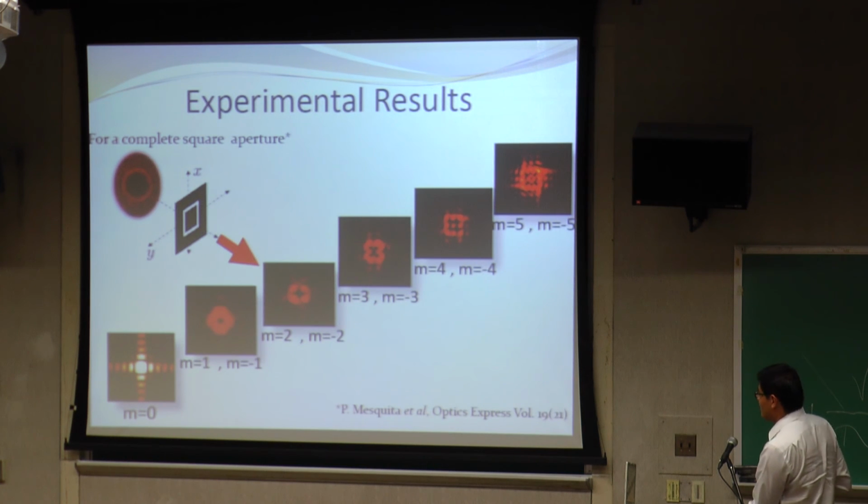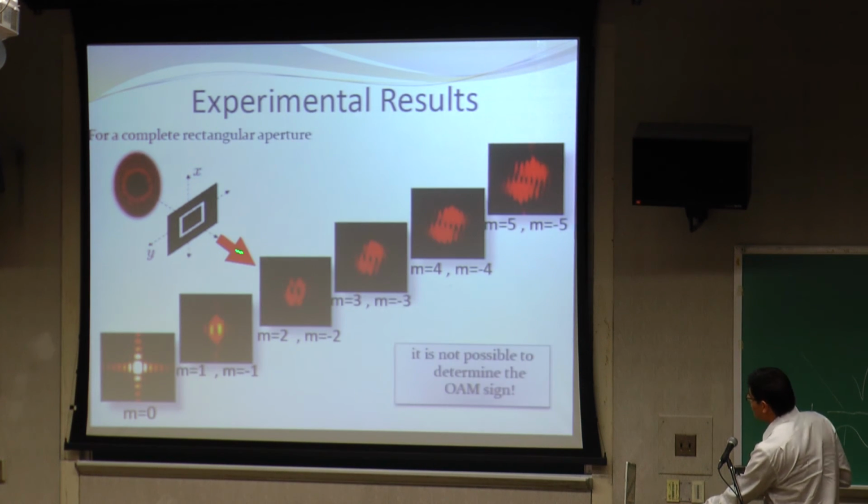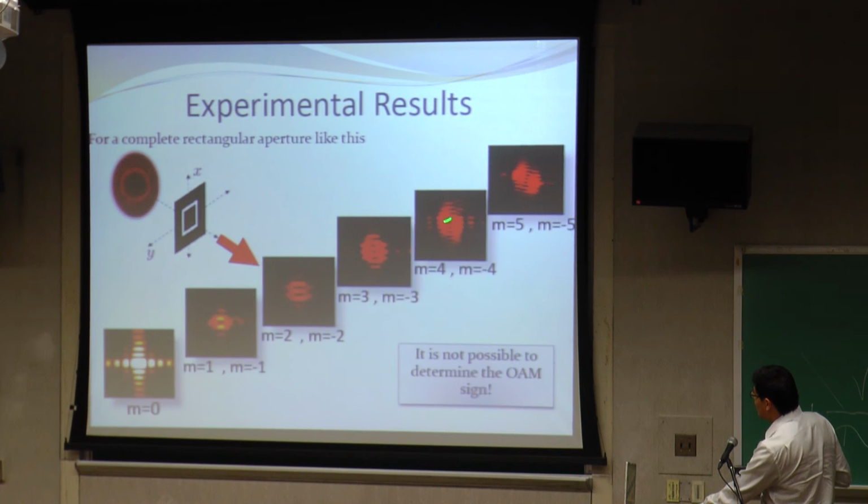For example, when I have a square aperture, you obtain this result. When you have a rectangular aperture, this result. And with the rotated rectangular aperture, you obtain this result. In this result, it's possible to find the design and the topological charge using the diffraction pattern.